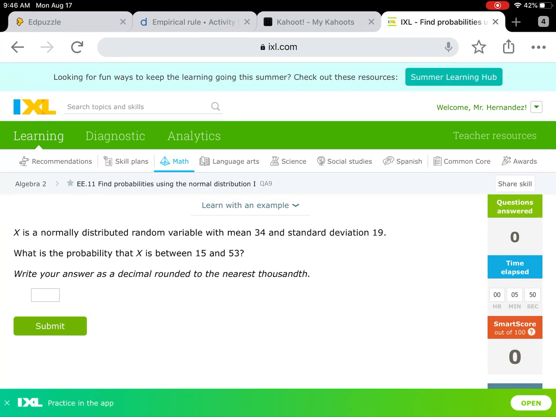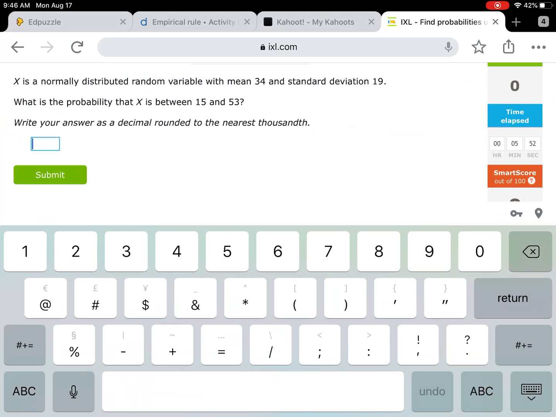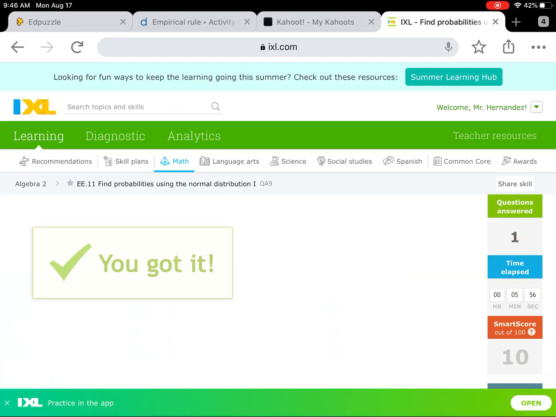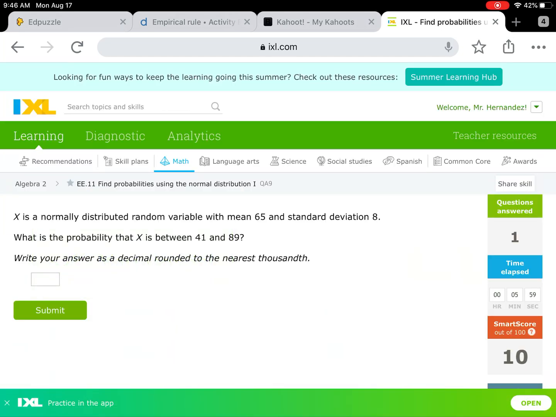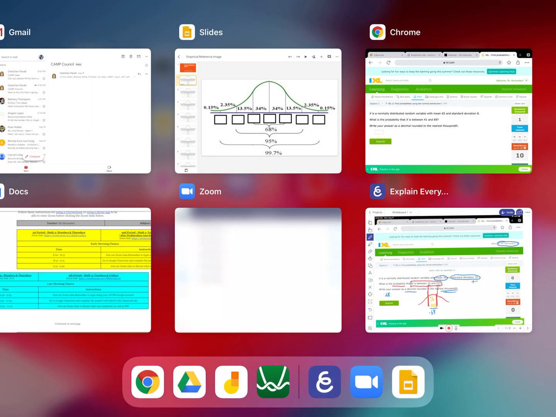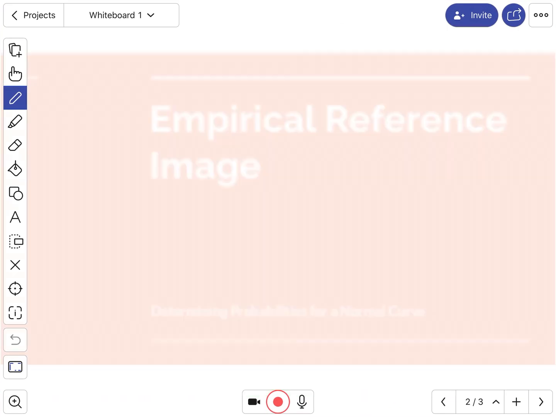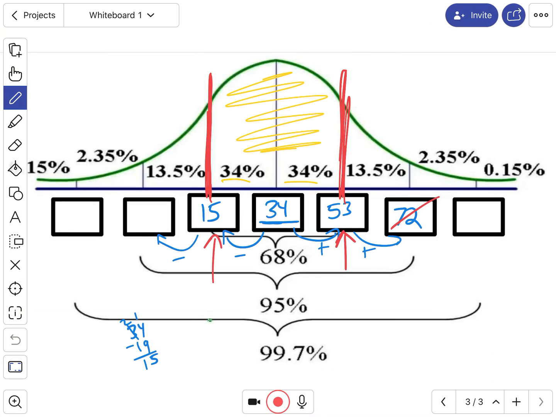So I'm going to type that value in now. 0.68, and there it is. All right. So that's how you could do it. I wanted to just give one example and show you how you would use this empirical reference chart.